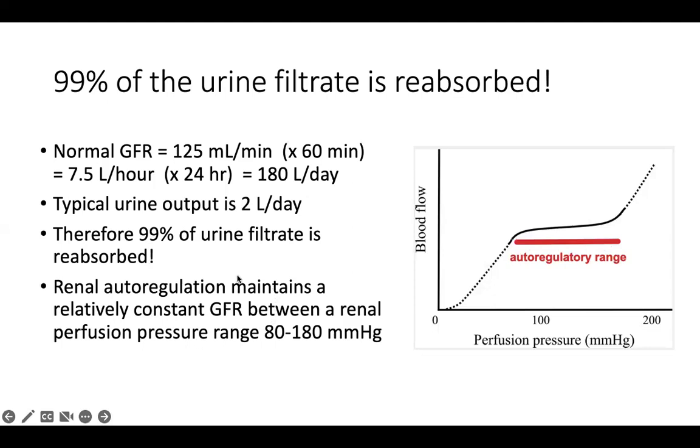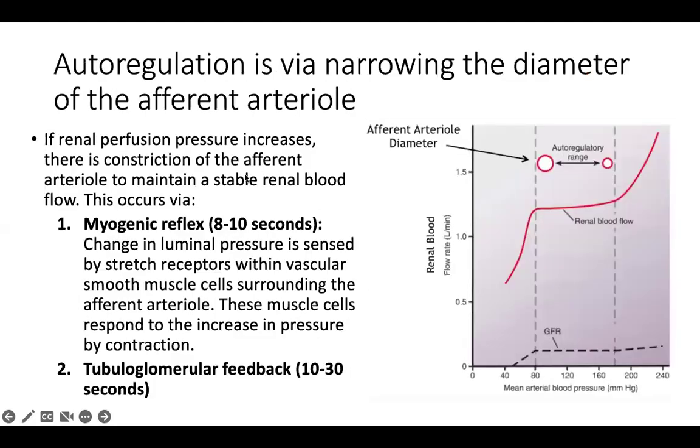And to maintain a constant GFR through the day, whether you're sleeping or you're running a marathon, autoregulation is really important to maintain GFR. And this keeps a renal perfusion pressure between 80 to 180 millimeters of mercury. So the autoregulation mechanisms really are at the level of the afferent arteriole, so that arteriole that's going in and forming that glomerular capillary tuft.